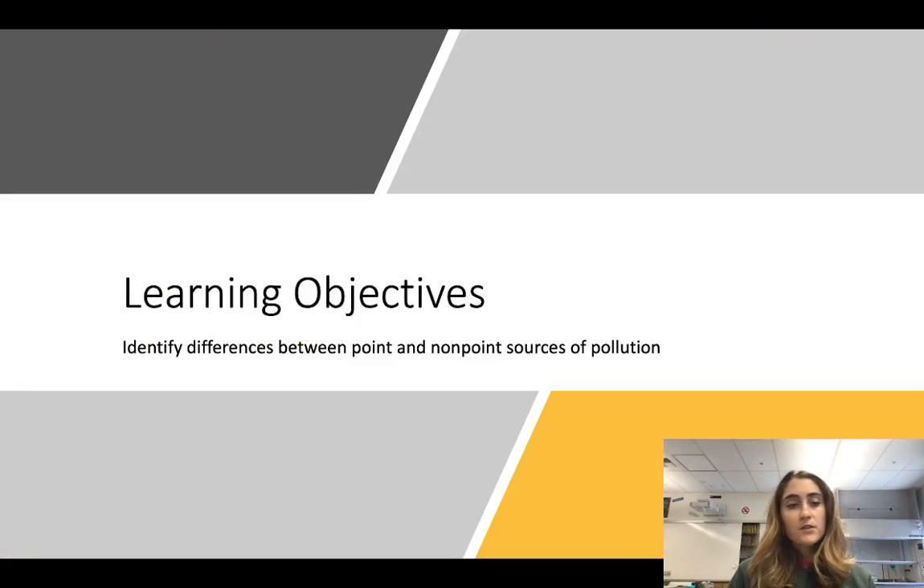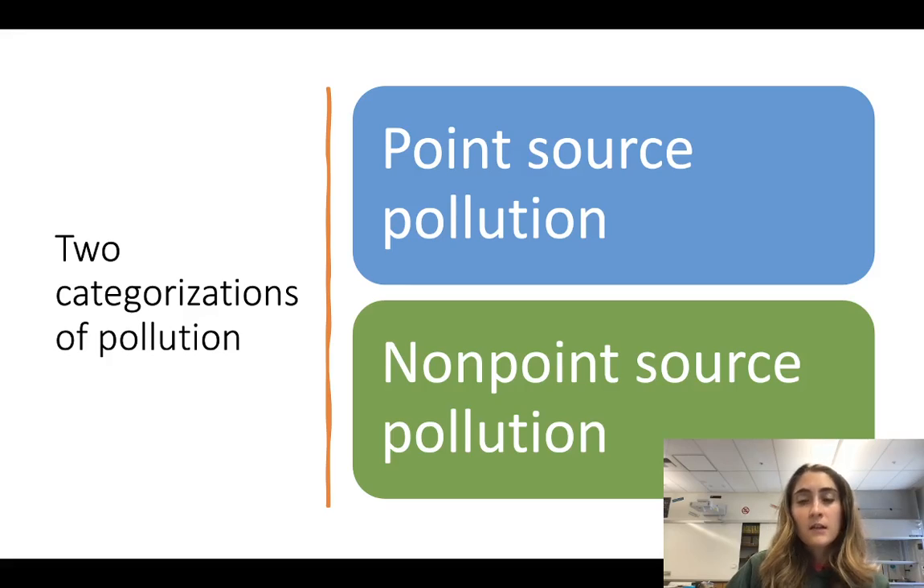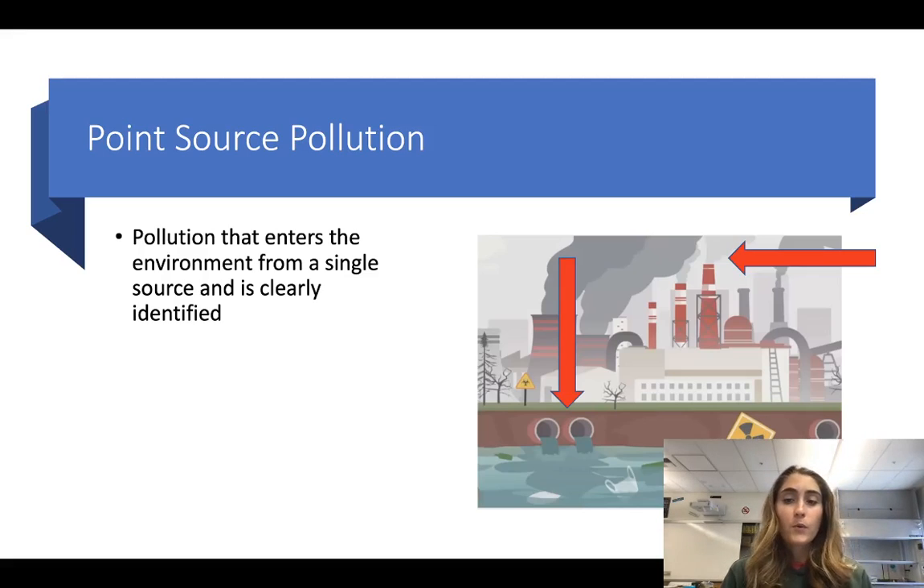Our learning objectives are to identify differences between point and non-point sources of pollution. So these are how we are going to categorize pollution, and we'll start with point source. Point source pollution is exactly what it sounds like. It's pollution that enters the environment from a single source and can clearly be identified.